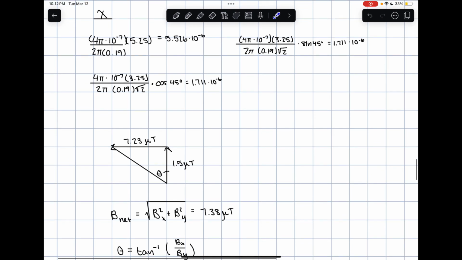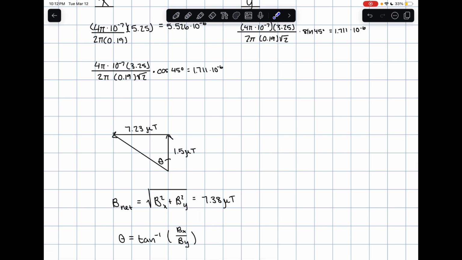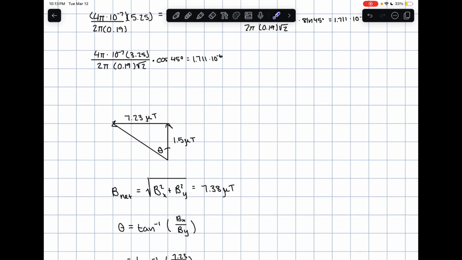So through the Pythagorean theorem, we have B net is equal to the root of B squared of x plus B squared of y. And if we plug in our x and we plug in our y, we get that it equals 7.38 microteslas. Once again, B net is also the resultant vector, or this hypotenuse right there. So that's why we're using the Pythagorean theorem to solve for that. Then we are also looking for the direction counterclockwise from the positive x-axis.